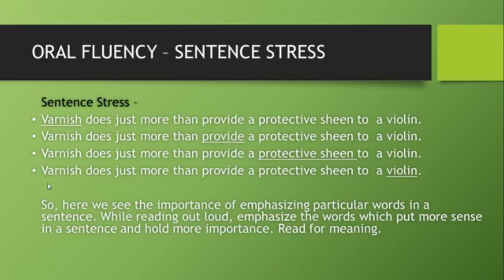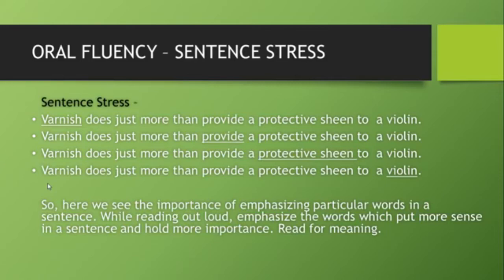So we definitely, students, have to learn to read for meaning. When we are reading, we need to see what nouns, what adjectives, what verbs I can lay more stress on, which seem important for me, important for the text. If I look at this sentence, I see words like varnish, provide, protective sheen, and violin as very important. So if it is left to me to pronounce it, I would rather say: varnish does just more than provide a protective sheen to a violin.